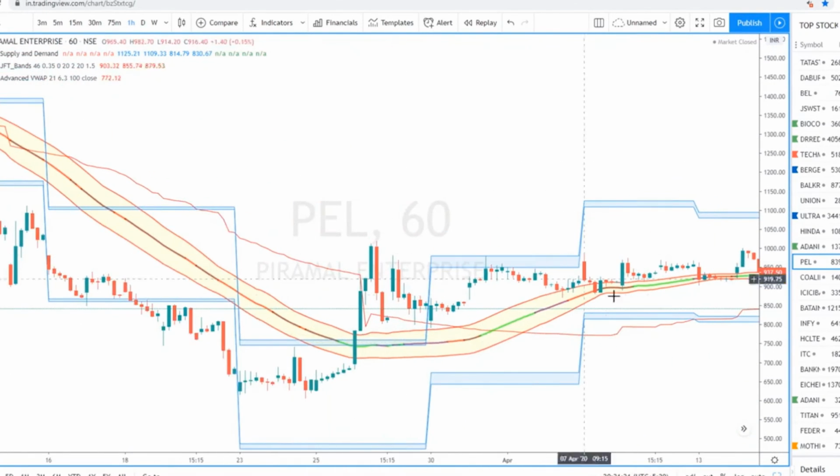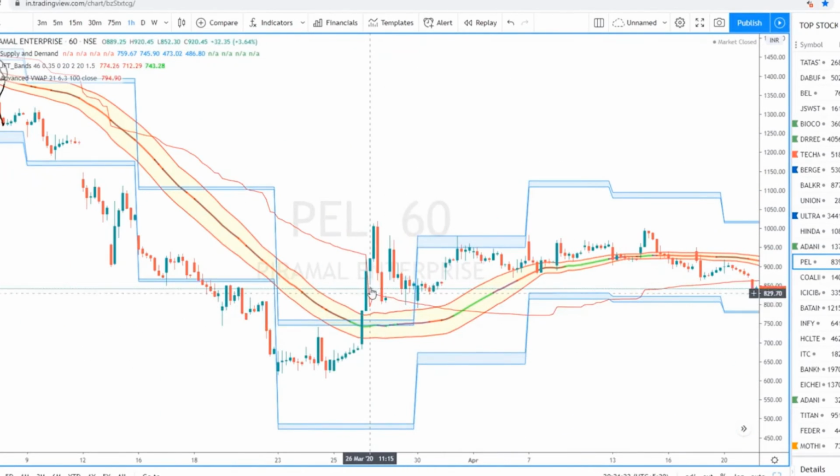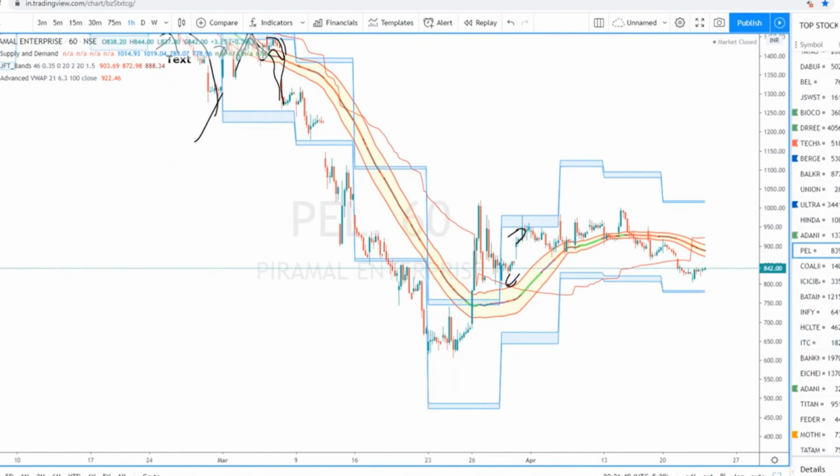After the advanced VWAP has been broken, from what we have noticed, it is always better to enter when it is taking support in the bands and the advanced VWAP. Okay, so let's say you have gone long here. Your target should be the weekly zone, which got hit easily. Finished, right? Very easy way to make money, guys.